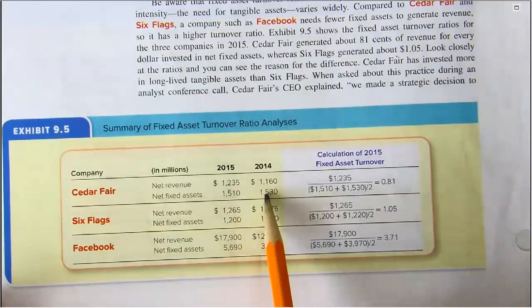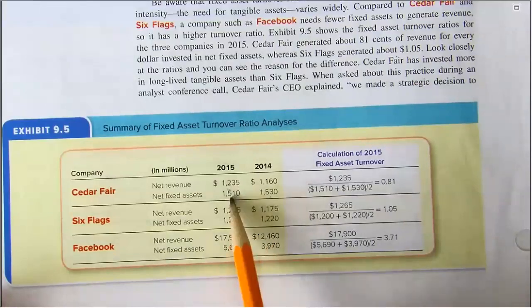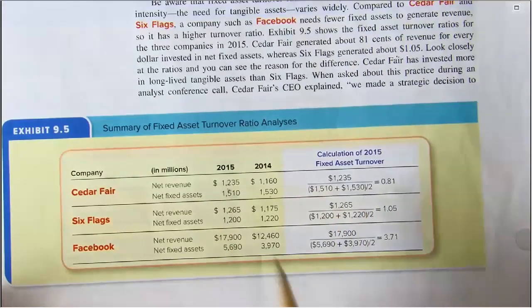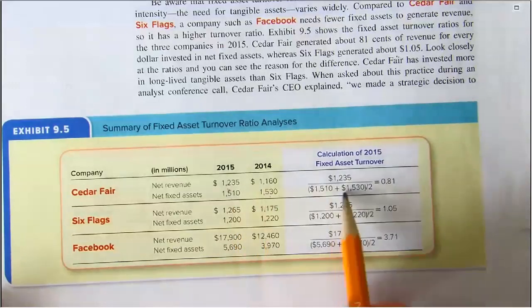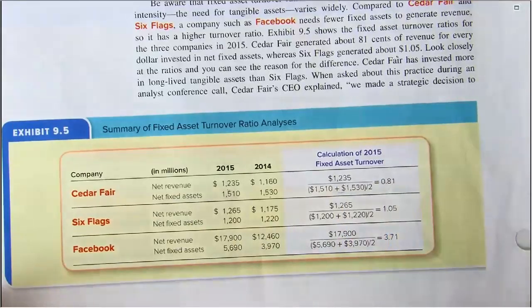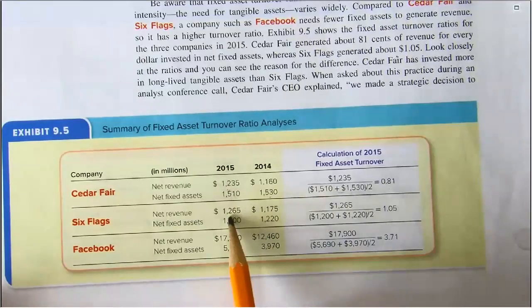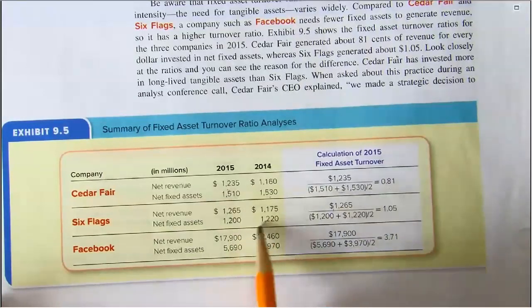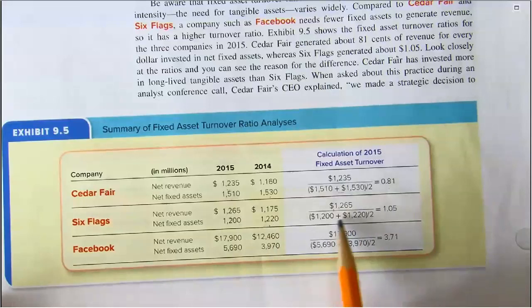And we're going to add together the end of 2014, the end of 2015, and then divide by 2. And that will give us an average. So add those 2 together and divide by 2. That gives you the bottom of the fraction. And then when you divide that out, the ratio for Cedar Fair is 0.81. We don't multiply it. It's not a percent. So we leave it in decimal format. For Six Flags, when we do the same thing for 2015, with the net sales revenue as the numerator, and then average out 1,200 and 1,220, which is 1,210. Add them together and divide by 2.